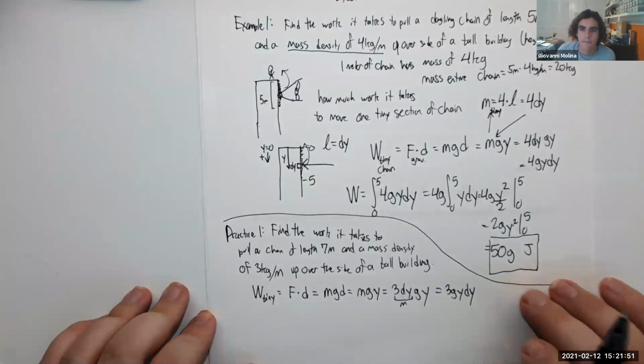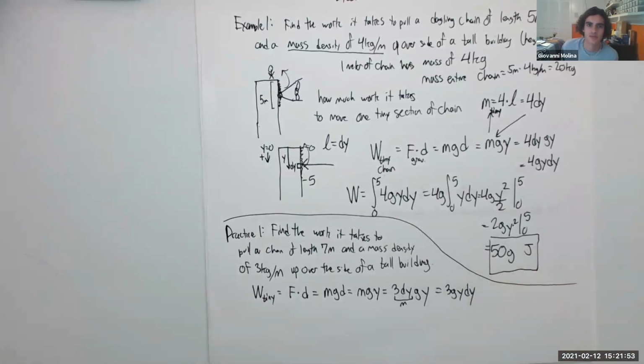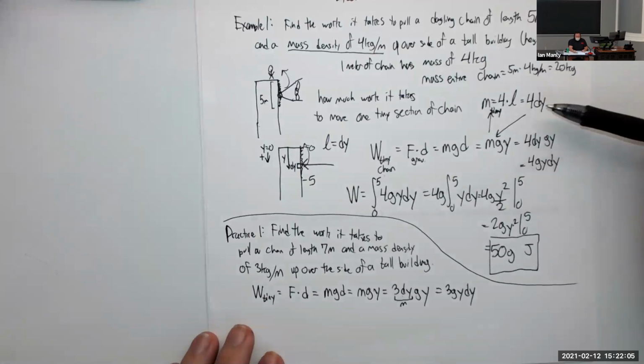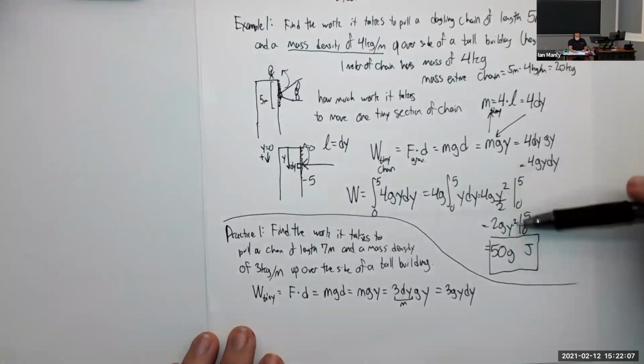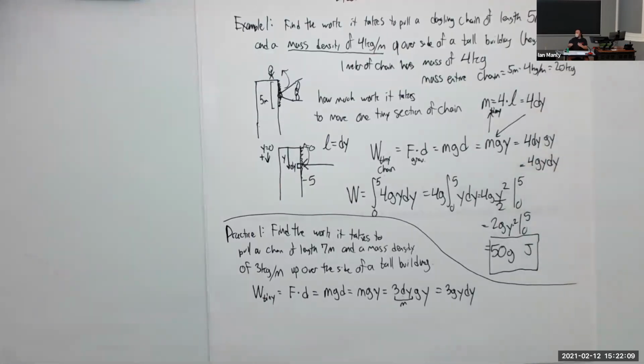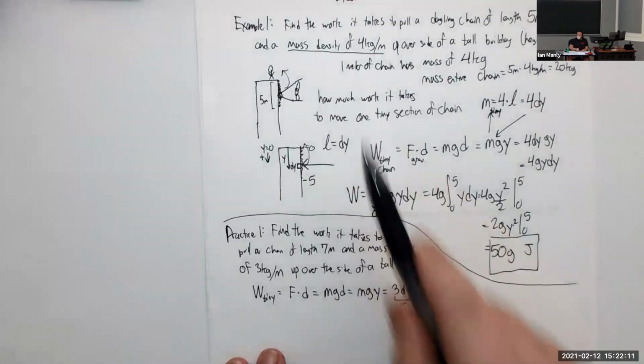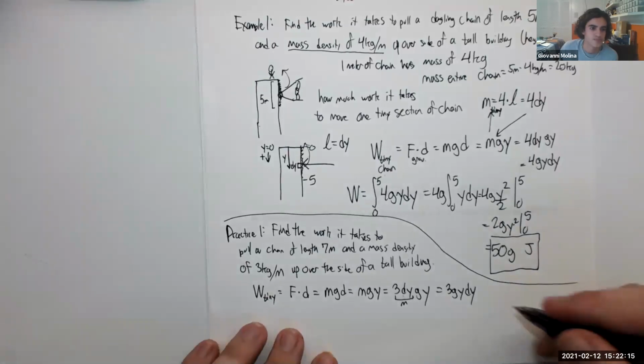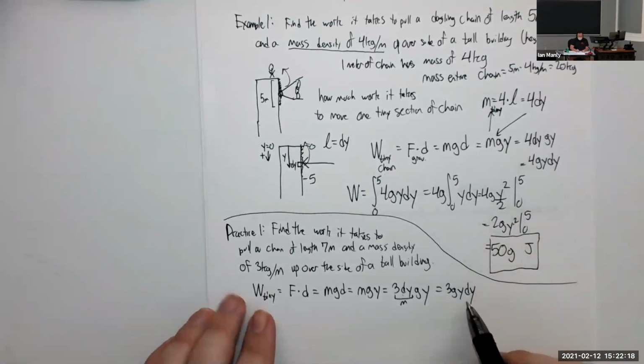Professor? Yeah, what's up? On the previous example, you said the mass of the entire chain is 5 meters times 4 kilograms per meter, and you get 20 kilograms. Why would we use that? Well, we didn't actually end up using the fact that it was 20 kilograms total. I just used that as an example to make sure we understand the mass density. So we didn't need to know that the whole chain is 20. Okay, gotcha. Thank you.